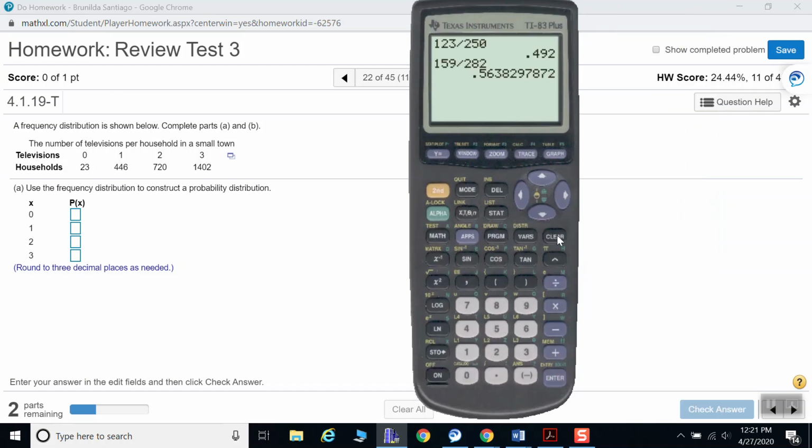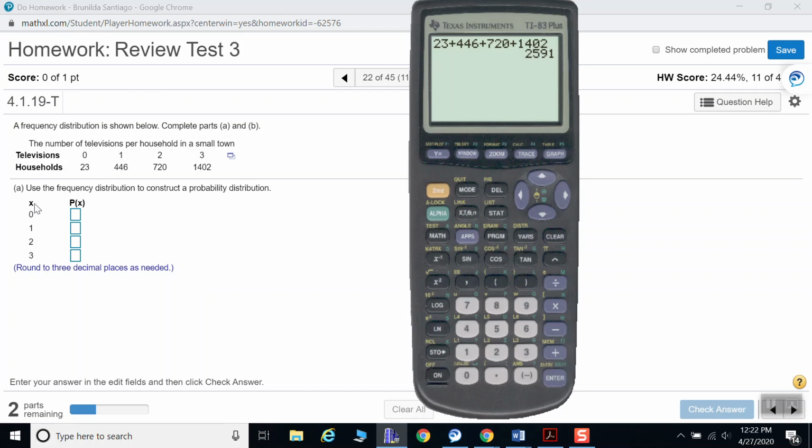So clear the calculator. To find how many people were surveyed, it is 23 plus 446 plus 720 plus 1402. The virtual calculator is kind of sensitive when you work with it. So this is going to be my denominator, 2,591. And each one of these will be divided by that amount.